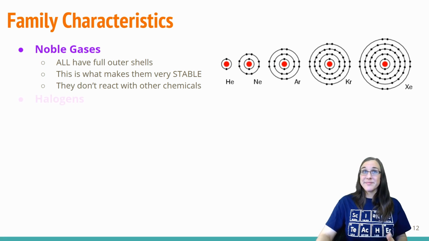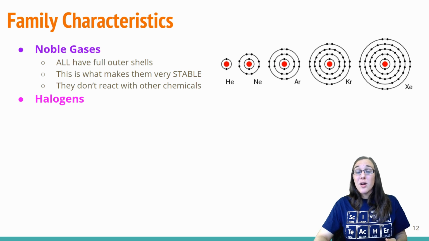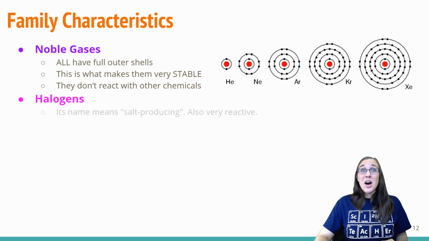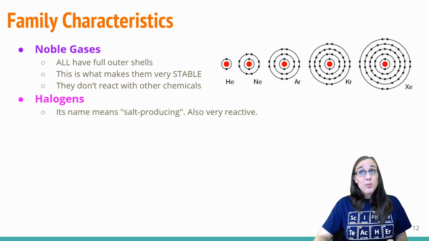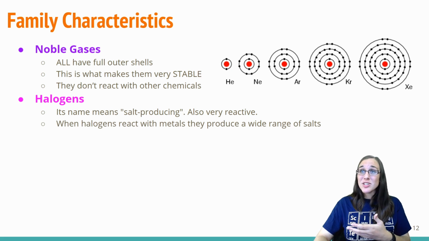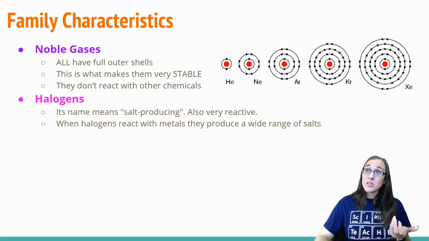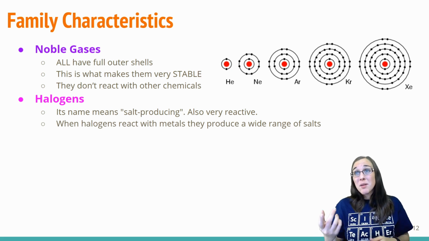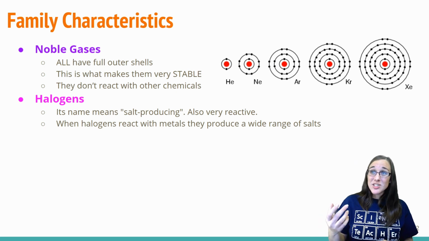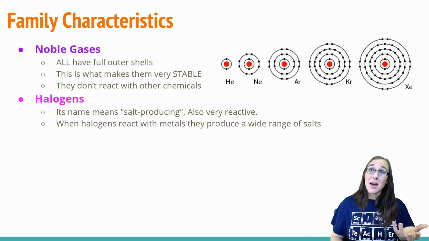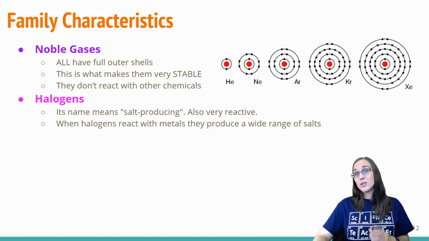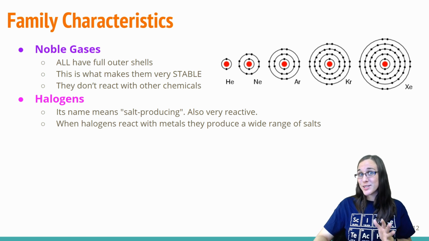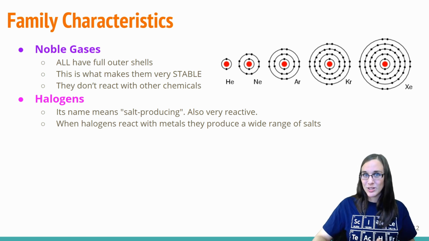They're noble. The halogens, though, right next to the noble gases, are pretty reactive. They're very reactive, in fact. And their name technically means salt producing, because when halogens react with other metals, so remember the halogens are on the nonmetal side, but when these halogen nonmetals react with metals, they produce a wide range of salts. There's more than just one kind of salt. There's more than just table salt. There's hundreds of kinds of salts.